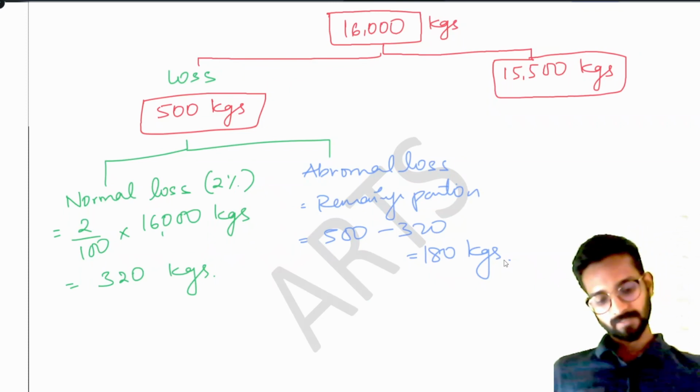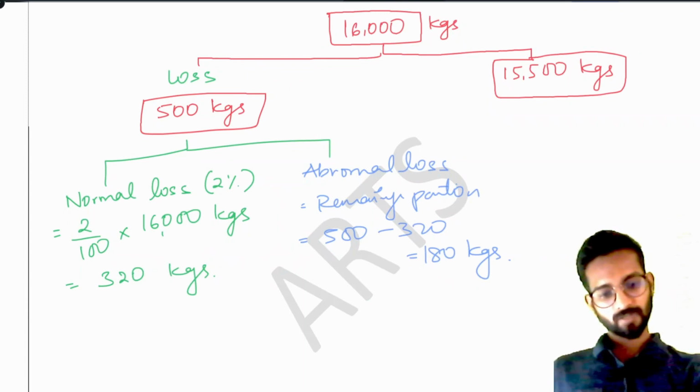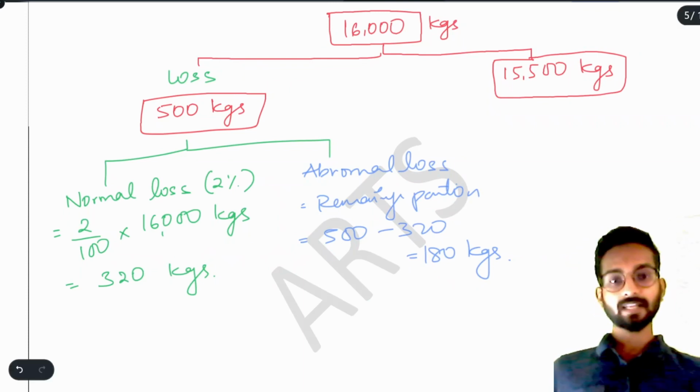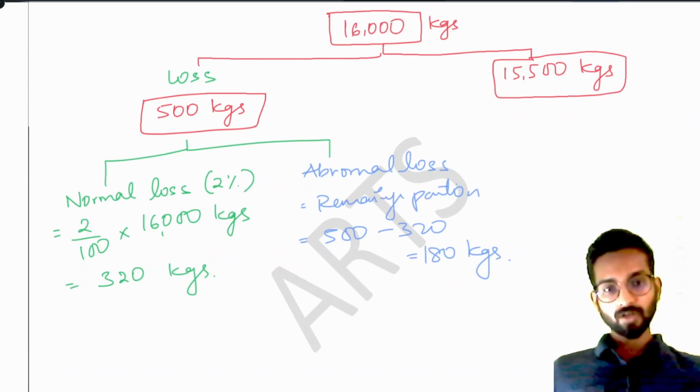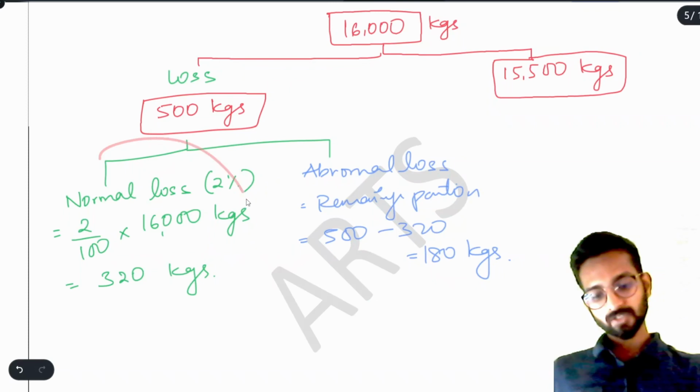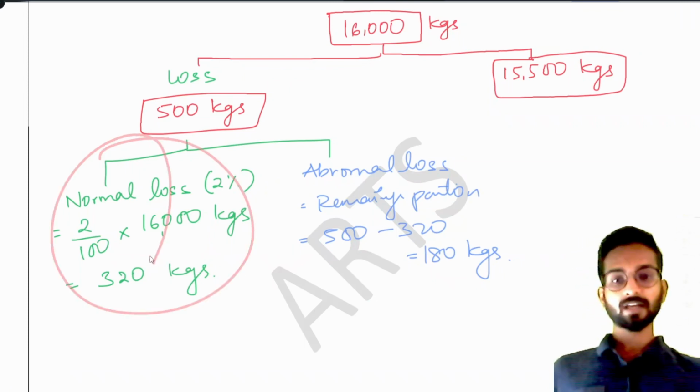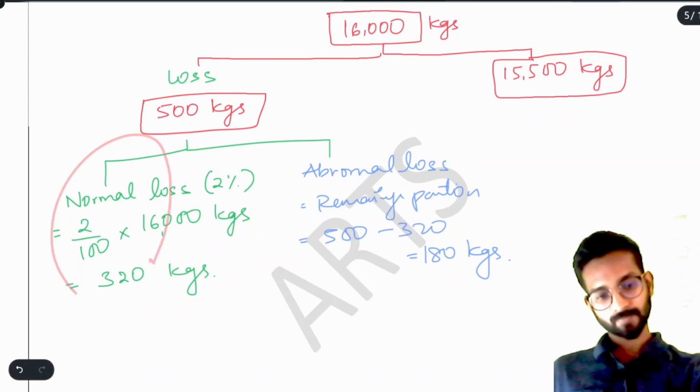Now understand this. Whatever is our abnormal loss, that abnormal loss will be transferred to the profit and loss account. And the normal loss, that will affect our cost per unit. See how?